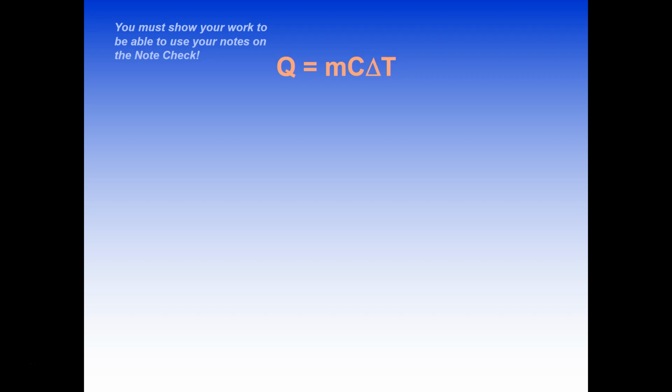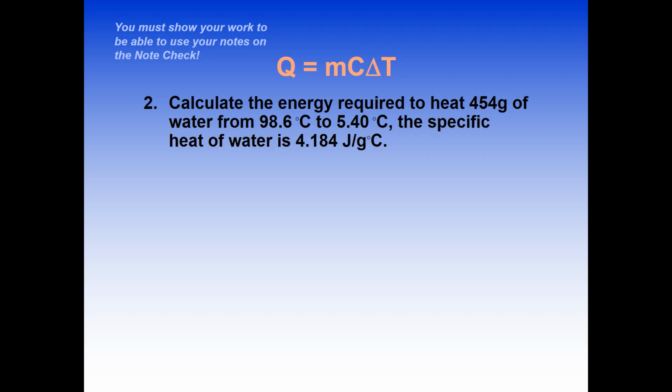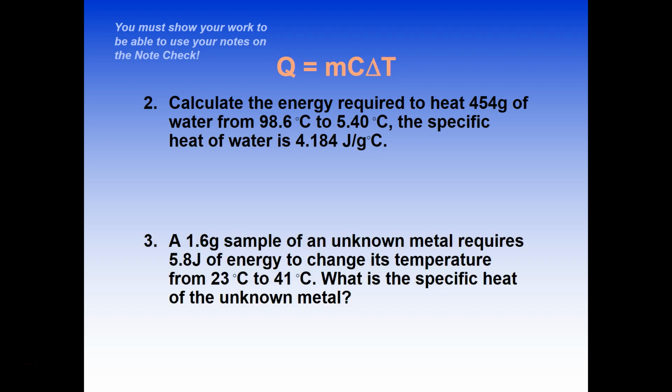So I want you to try 2 questions on your own. Now note, you must show your work to be able to use your notes on the note check. So I want you to solve for, calculate the energy required to heat 454 grams of water from 98.6 degrees Celsius to 5.4 degrees Celsius. The specific heat of water is 4.184 joules per gram degree Celsius.